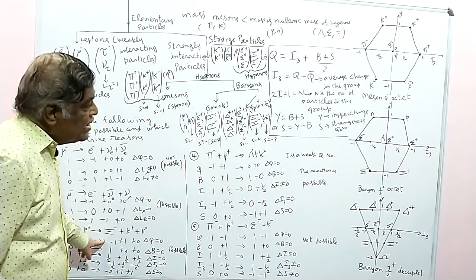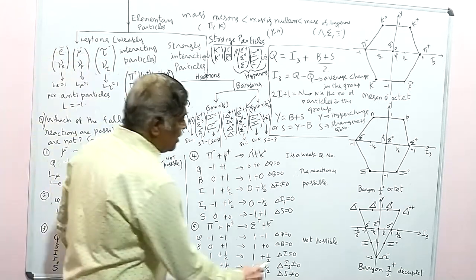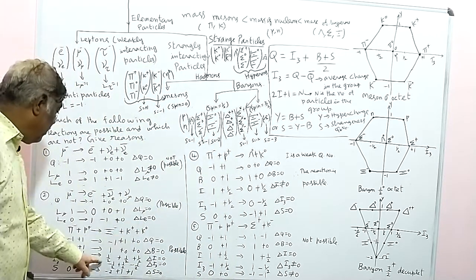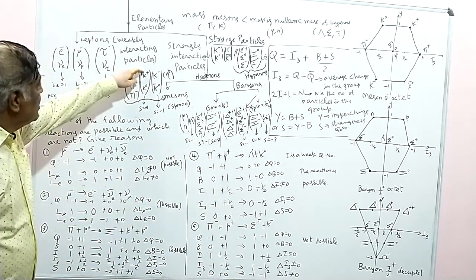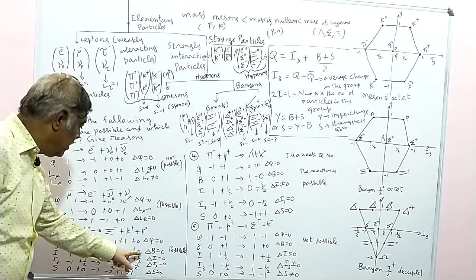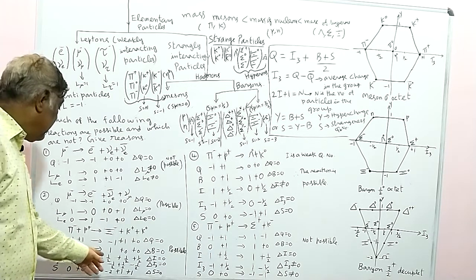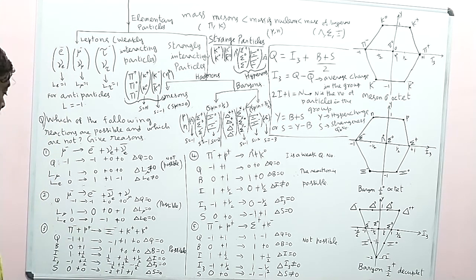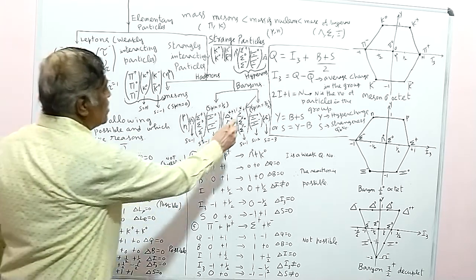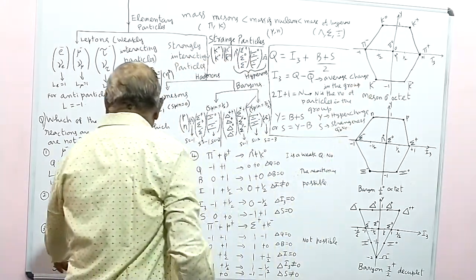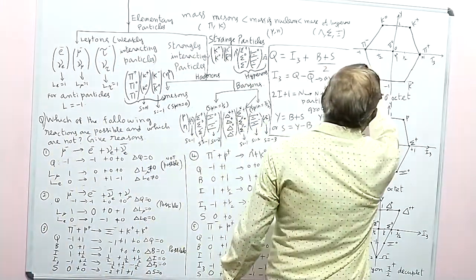Similarly for xi minus, there are 2 particles in a group, so I is equal to half. K plus K0 belong to one group, so this is half. Once you find the I value, before the reaction it is 1 and a half, and after the reaction it is also 1 and a half, so delta I is equal to 0. Now find I3. I3 can be determined using this formula, or directly from your diagram. This is for pi minus. For pi minus, what is I3?